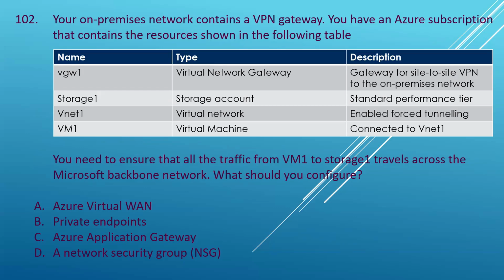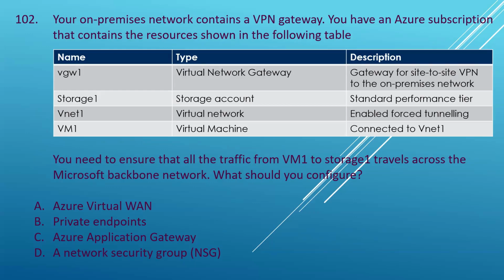Then you have a storage1, which is a storage account, and it has a standard performance tier defined. Then you have a virtual network VNet1, which has enabled forced tunneling. Then you have a virtual machine named VM1, which is connected to VNet1. You need to ensure that all the traffic from VM1 to Storage1 travels across the Microsoft backbone network.